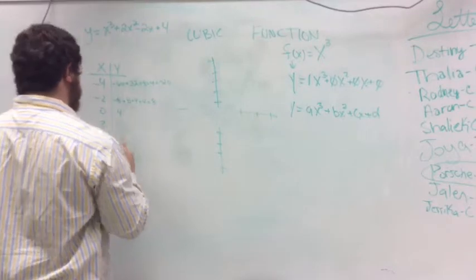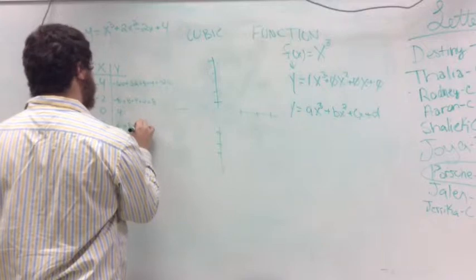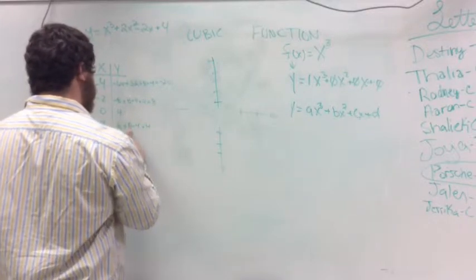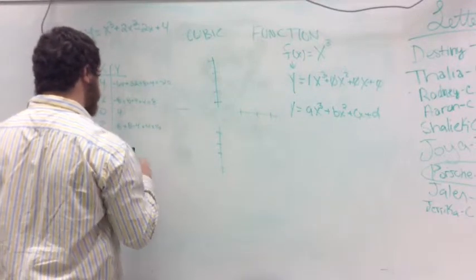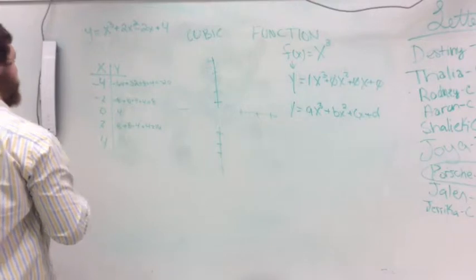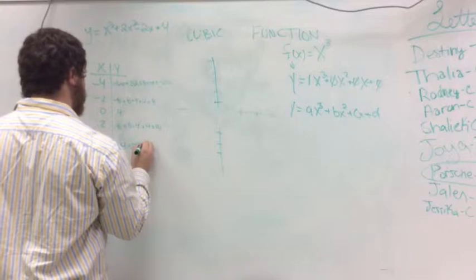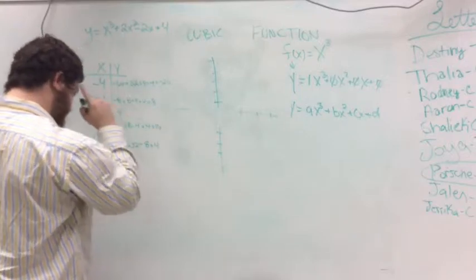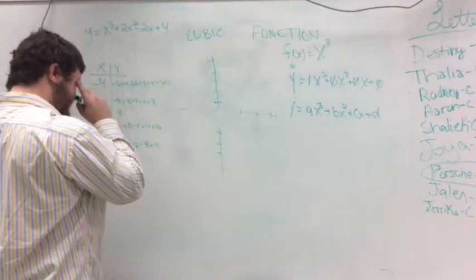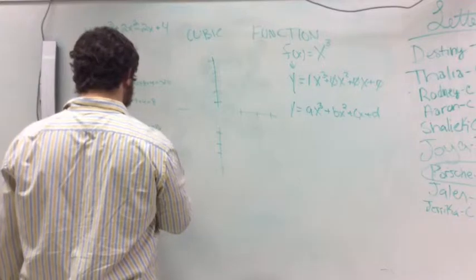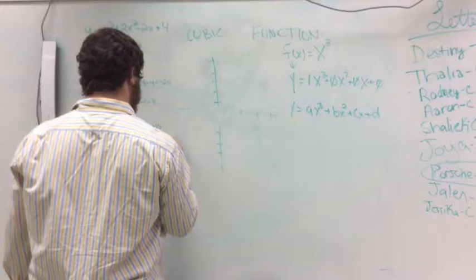And 2. 2 cubed is 8 plus 8 minus 4 plus 4. 8 plus 8 is 16. Minus 4 plus 4 is still 16. Okay, and 4. 4 cubed is 64 plus 32 minus 8 plus 4. 64 and 32 is 96. 96 minus 8 is 88 plus 4 is 92. Okay.